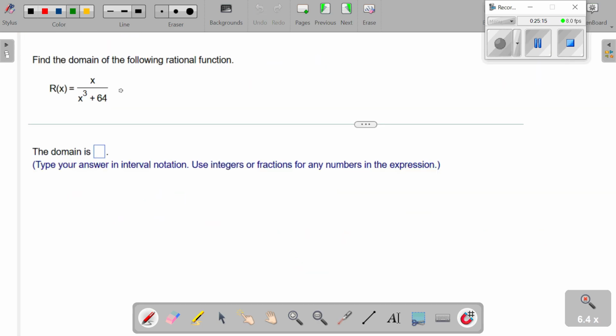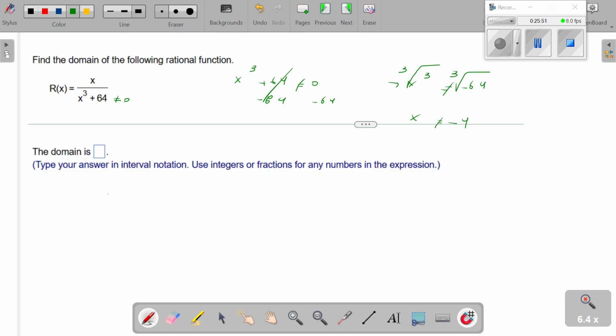Next question is asking us to find the domain of the rational function. If you have a rational function, to find the domain, you just need to set the denominator not equal to 0 and solve for x. So x to the 3 plus 64 equal to 0. Subtract 64, x to the 3 equal to negative 64, and then take the cube root of both sides. Left side is x and the right side is negative 4. So it should be not equal to negative 4.